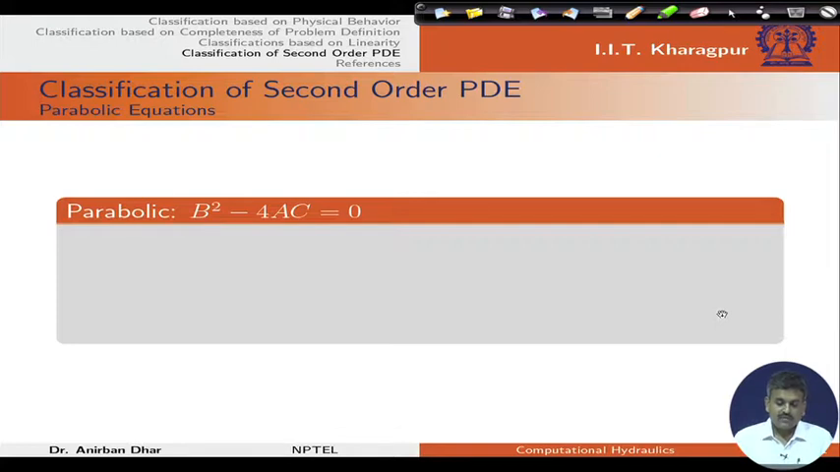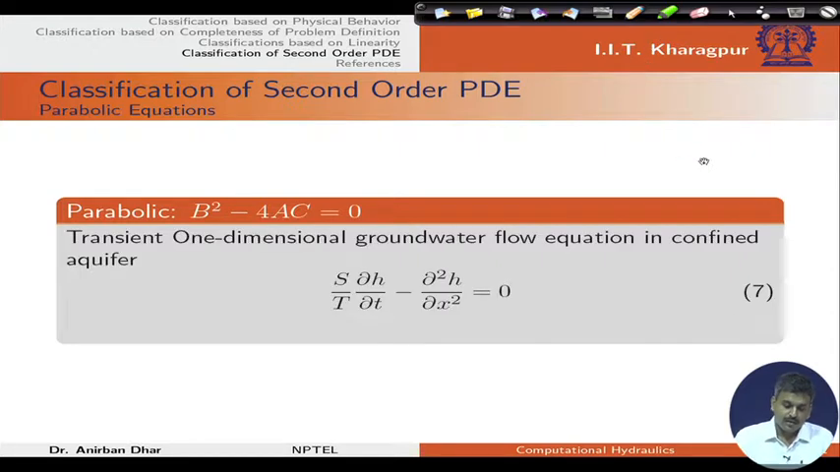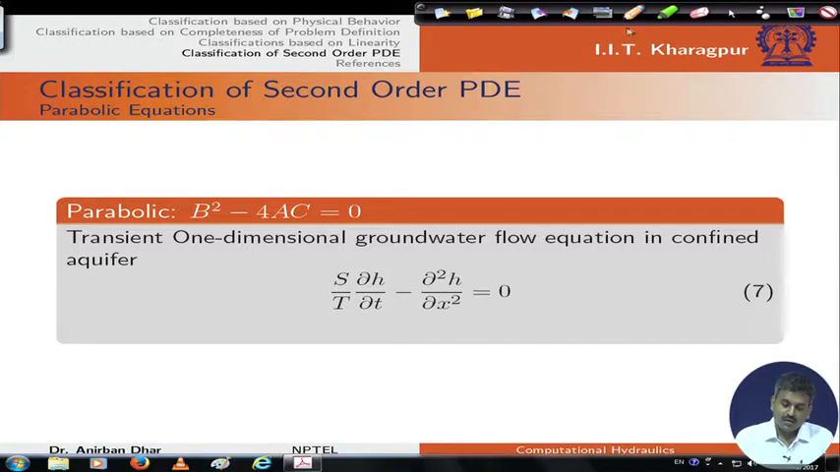So, classification of second order PDE, first is parabolic, b square minus 4ac equals to 0. Transient one dimensional groundwater flow equation in confined aquifer, this is del h by del t minus del 2 h by del x2. In this case, h is a function of t and x only.